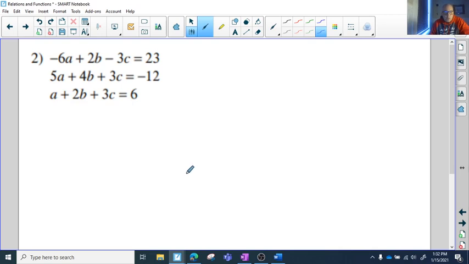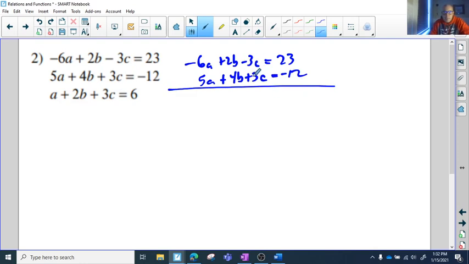When I looked at this, what I noticed right away were these 3's all lined up here, which is very nice for elimination. So I should be able to eliminate c in both of these equations pretty efficiently. I'm going to take the top two first: -6a plus 2b, take away 3c is equal to 23. I'm going to line that up with this one: 5a plus 4b plus 3c is -12. To eliminate the c's, because they're opposite signs, I'm going to add the equations all the way across. -a plus 6b equals 11.